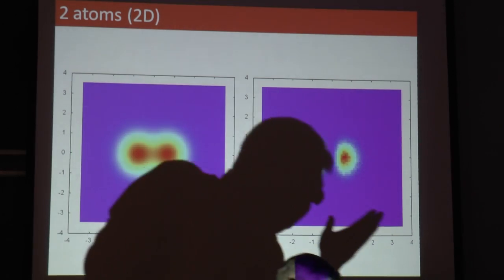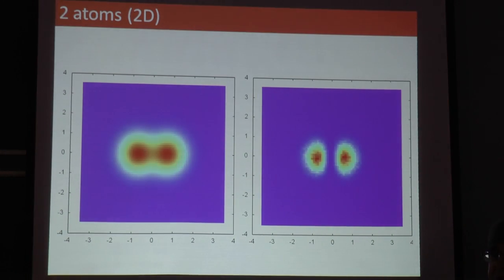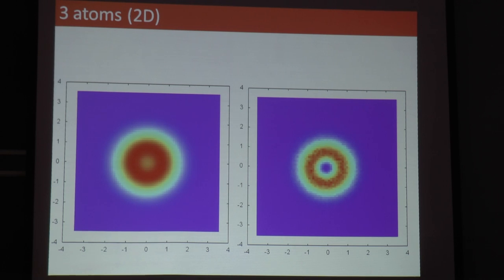If you have additional information, of course it gives you a hint. But the proof is when you look in the geometry. So this is two particles. Now I go to three particles.